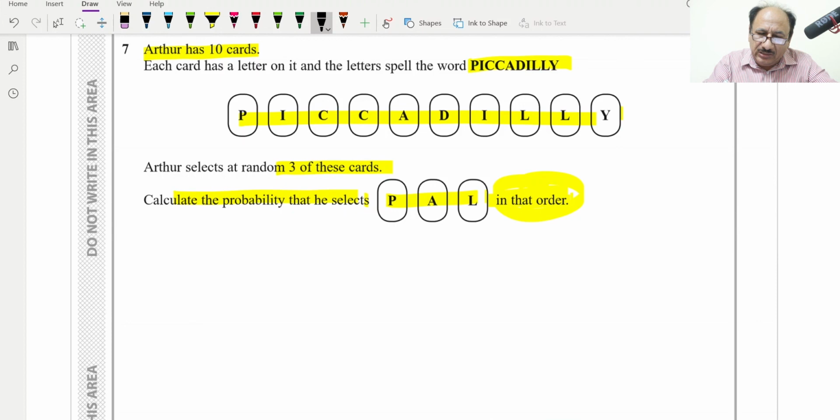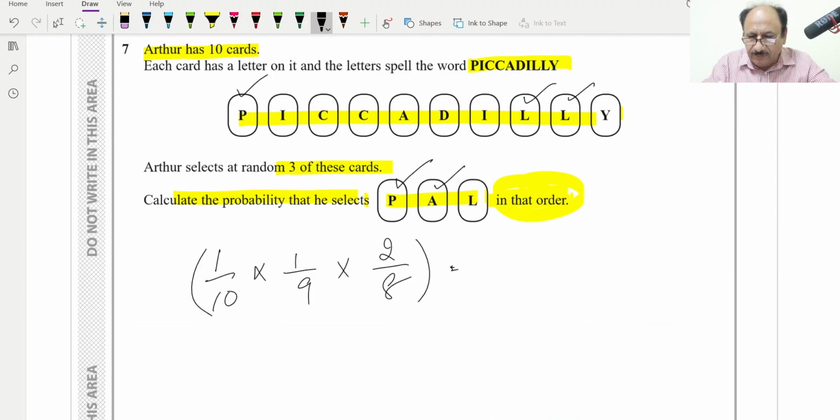So for the first letter to be P, the probability is 1 out of 1, 2, 3, 4, 5, 6, 7, 8, 9, 10. So 1 by 10 will be the probability for P, and now the remaining cards are 9, and we will check the probability for A. A is only 1, so 1 by 9. Now we will check the probability for L. There are 2 L's, so this is 2 divided by 8 because the remaining cards are 8. We will multiply these, and this will be the required probability.